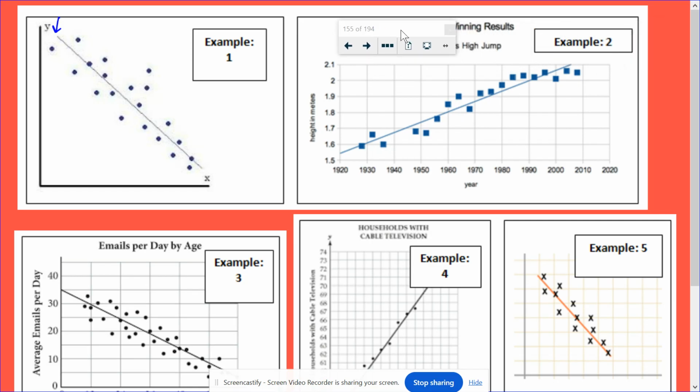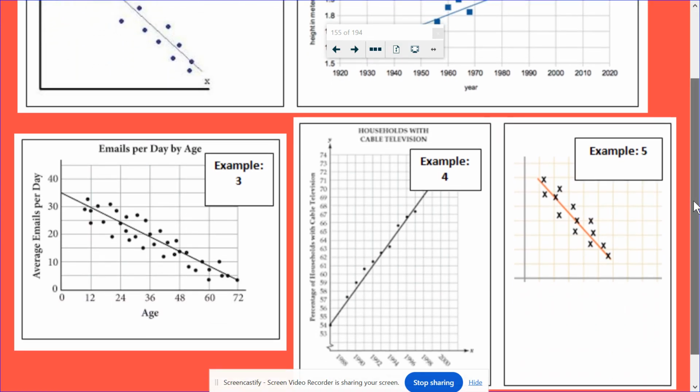Let's look at graph number 2. So we're talking about the height in meters of the women's high jump and the year that they were recorded. The points are increasing, so they have a positive correlation. And then this line of best fit was drawn through the points so that about half of the points are above and below, and it shows the direction of the points. That's the key word. The line of best fit has to show the direction of the points.